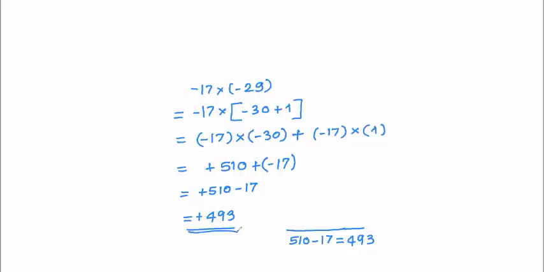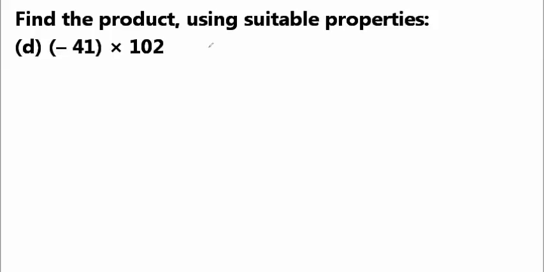Now it is very important here to spot where minus 29 can be represented as minus 30 plus 1. Because the moment we get minus 30, multiplying minus 30 with 17 becomes very easy, because it is just 17 threes are 51 and then a 0. So that is what is very important, to see which number will make my calculations easy. Let's take one more example.